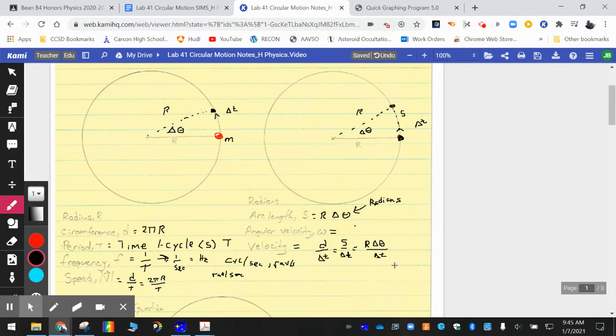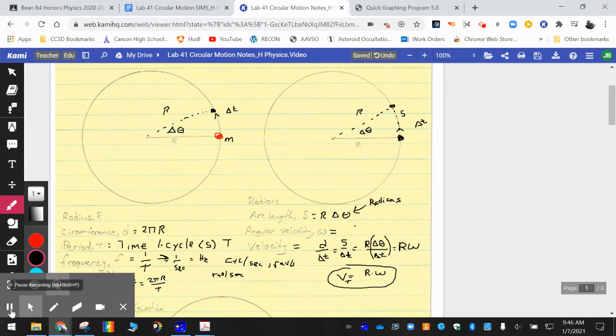Now take a look at this part right here. If I have delta theta over delta t, the rate at which theta is changing with respect to time, that's called angular velocity or angular speed, which is omega. So this ends up being r times omega. So tangential velocity also equals r times omega, and omega is the rate at which theta changes.